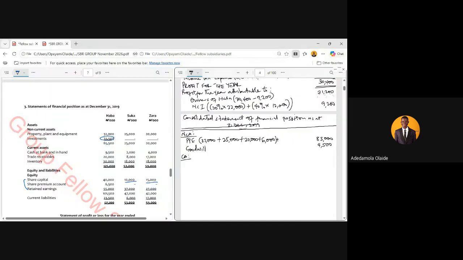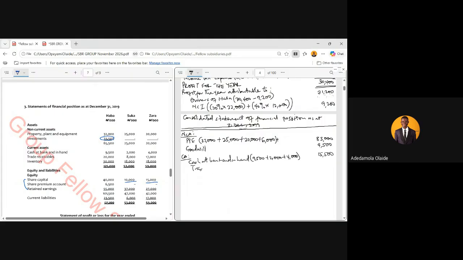Let's assume their investment is 35,000 now. When we add up what they paid as purchase consideration, it is 33,500. The difference of 1,500 would have been shown, but since this investment and the purchase consideration are the same, nothing will be shown here for investment. So we go to the next one, cash at bank and in hand. How much? 9,500 plus 2,000, and that will give us what? 15,500.